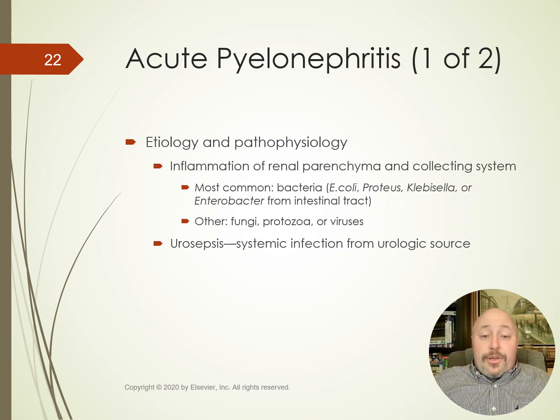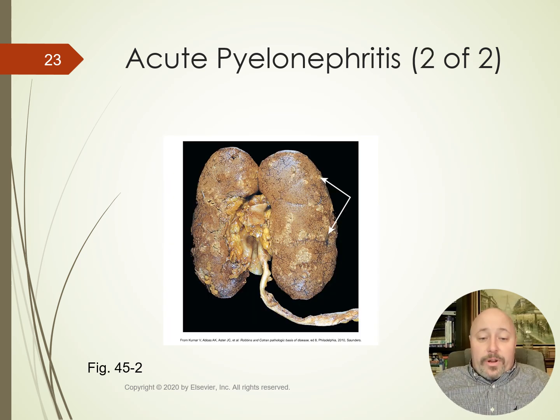Moving on to acute pyelonephritis. It involves an inflammation of the renal parenchyma as well as the collecting system. It's most commonly due to bacteria such as E. coli, though it could also be fungal, protozoal, or even viral in nature. Here in figure 45-2, we just have a photo of what acute pyelonephritis would look like.